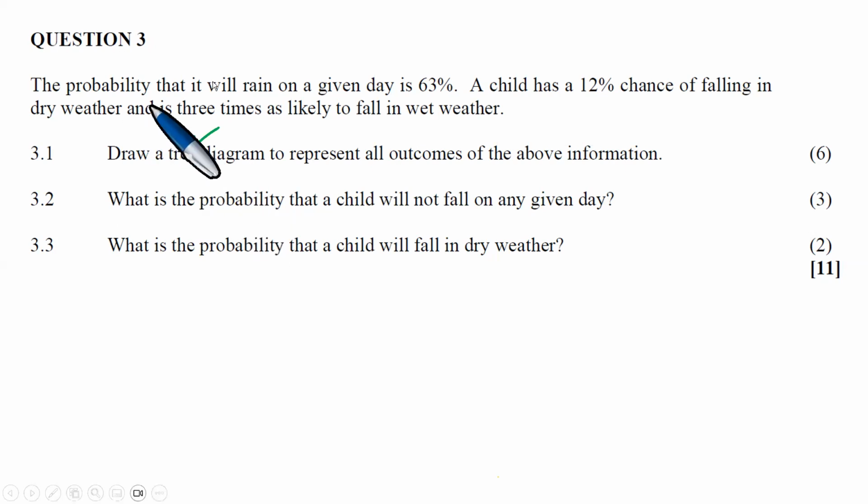The probability that it will rain on a given day is 63%. A child has a 12% chance of falling in dry weather. Let's read this. We're going to do it on the next page. I've made enough space available for us to do the tree diagram. Let's get a sense of what the examiner is asking, because these are past exam questions. They're not questions I just decided to bring.